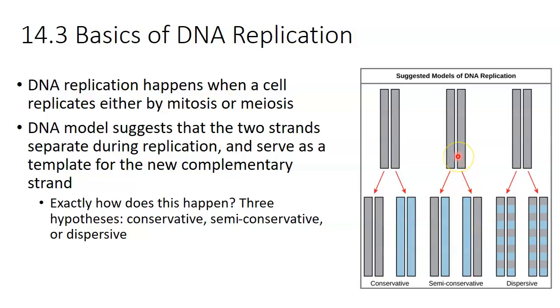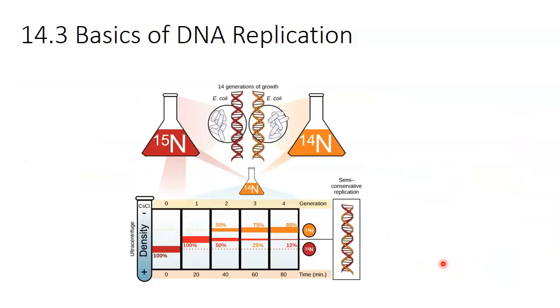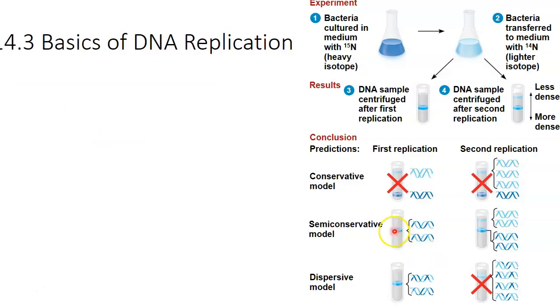So these two strands would come apart, they would serve as templates, and new strands would be built off of them. So that makes sense. So all of the DNA going to the middle of the tube would definitely support that hypothesis, that model. Here's the strands of DNA, right? So if you look, they're made up of one old dark blue strand and one new light blue strand.